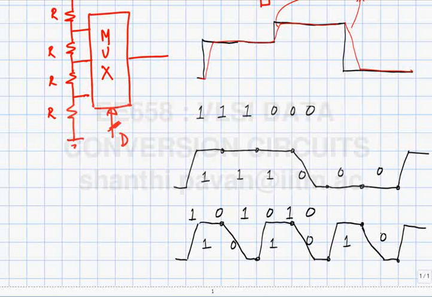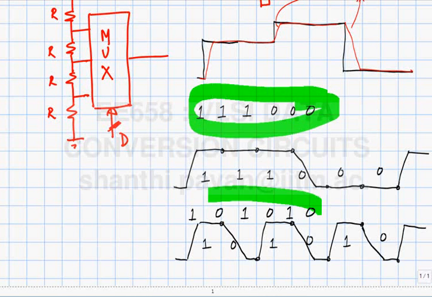Specifically, look at these two periodic waveforms. What can you say about the average value of both the sequences? The average value of both these sequences is supposed to be half. In other words, the average value of both the input digital sequences is the same. So if the DAC was linear, then what would you expect the average values of both the output waveforms to be? They should be the same, if the DAC is linear.